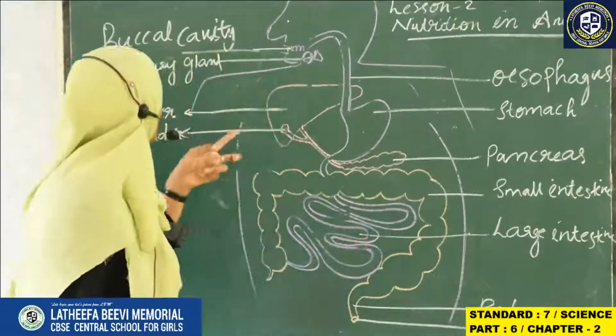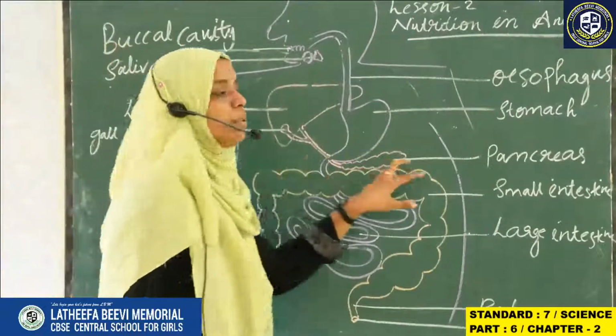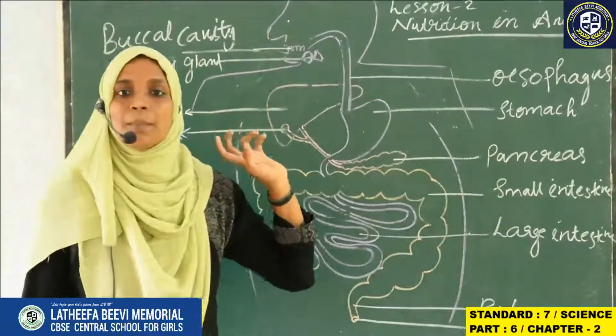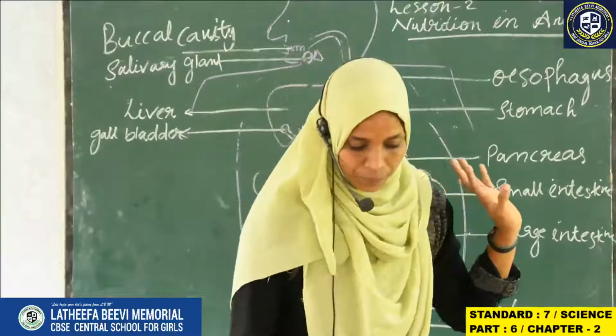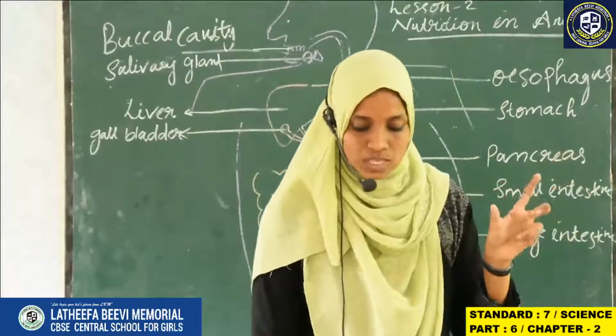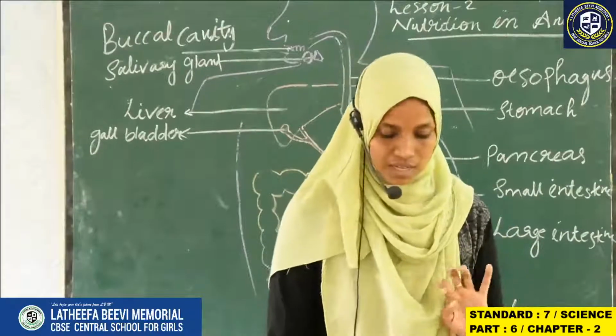Okay, what are the glands present in our body? Salivary gland, liver and pancreas are the glands present in our body. So the various glands associated with the canal, such as the salivary gland, liver and the pancreas, are the glands present in our body.